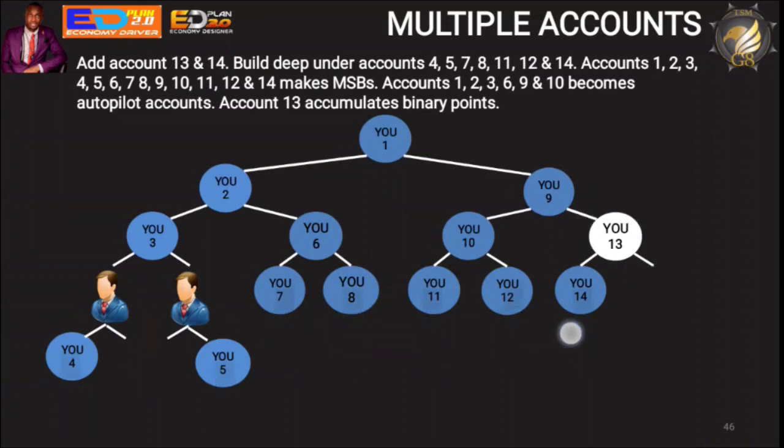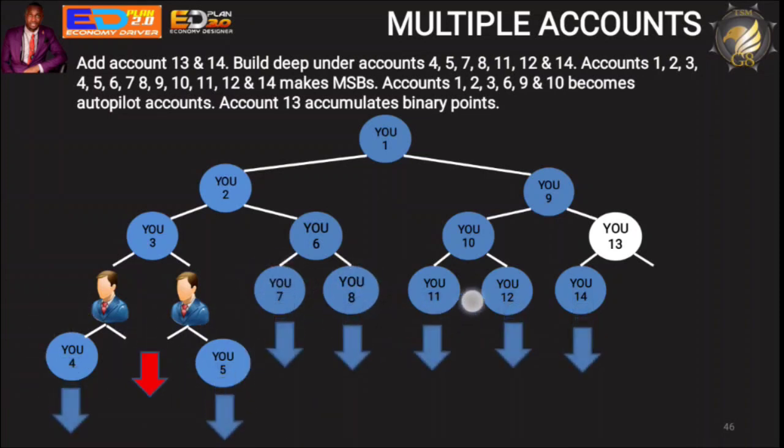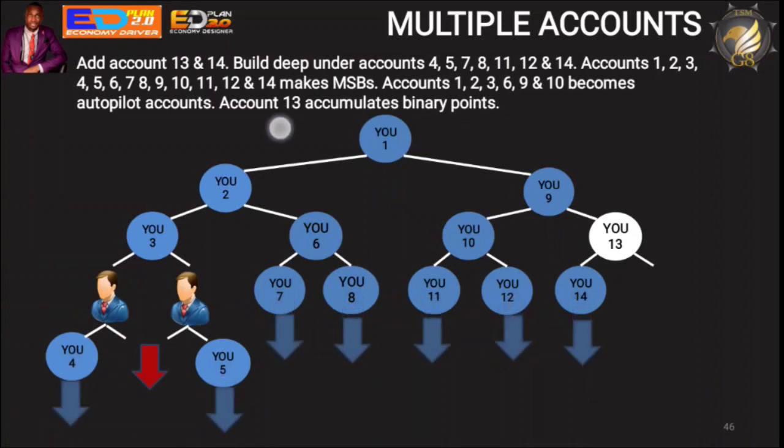Remember, you started with only 3 accounts, okay? So 13 and 14. And then build deep under account 4, 5, 7, 8, 11, 12, and 14. So that is 4, 5, 7, 8, 11, 12, 14. Account 1, 2, 3, 4, 5, 6, 7, 8, 9, 10, 11, 12, and 14 makes match sales bonus. All the accounts in this color, they make match sales bonus.